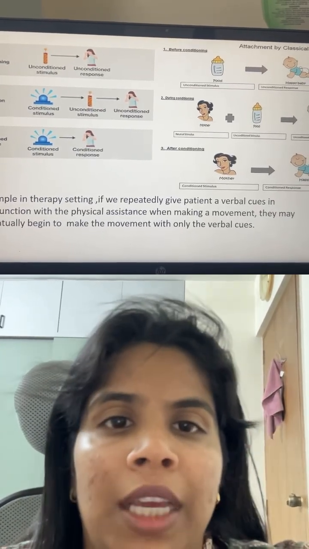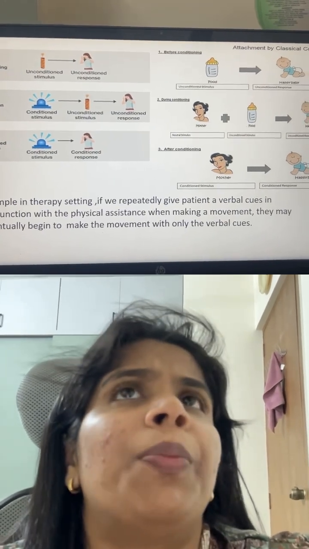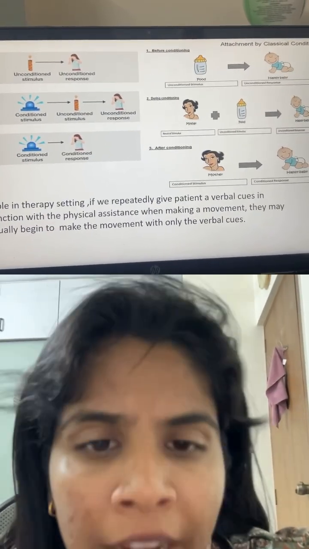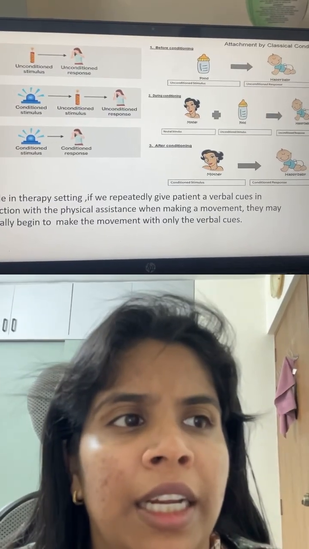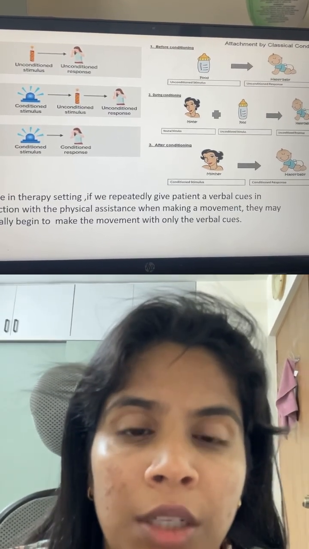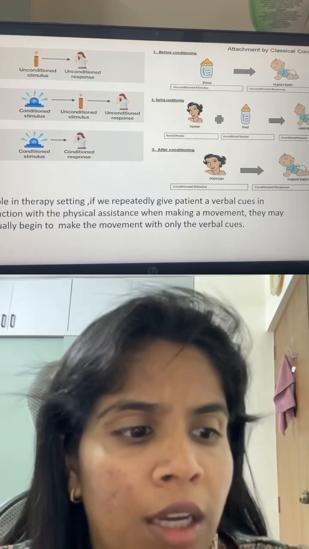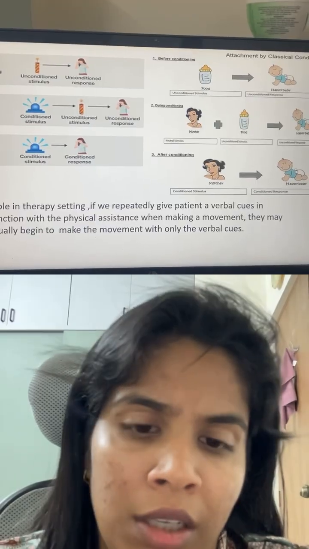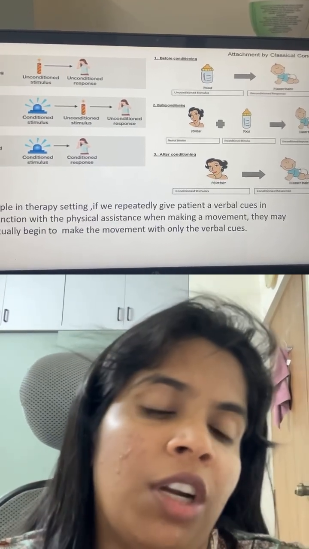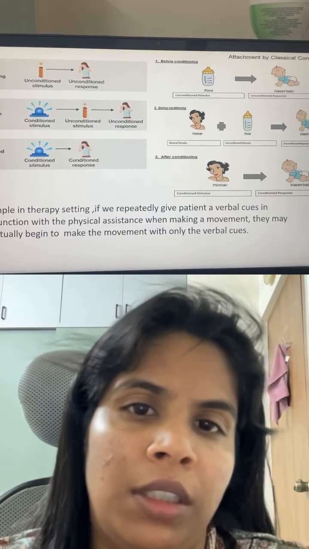For example, we can see that if you are repeatedly giving cues to the patient to do sit to stand while bending your trunk forward, keeping your knees behind 90 degrees, and you have to stand, after a certain period of time that performance will change into a learning pattern. The conditioned stimulus which we are giving will give you a conditioned response. So it's called learning has been acquired, learning has been received.